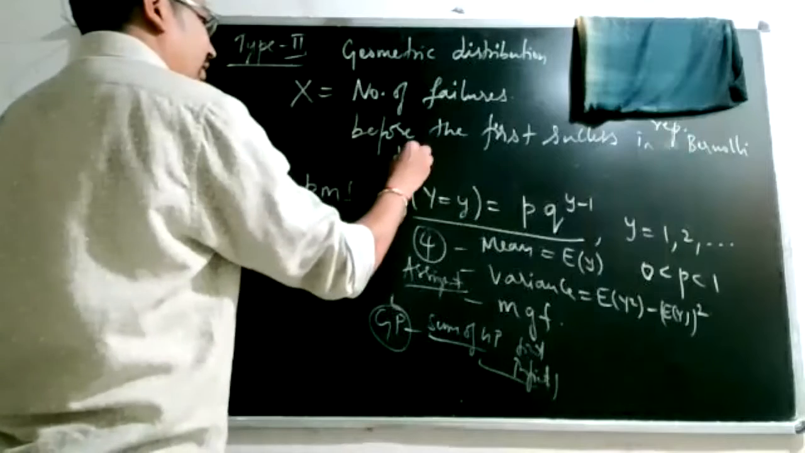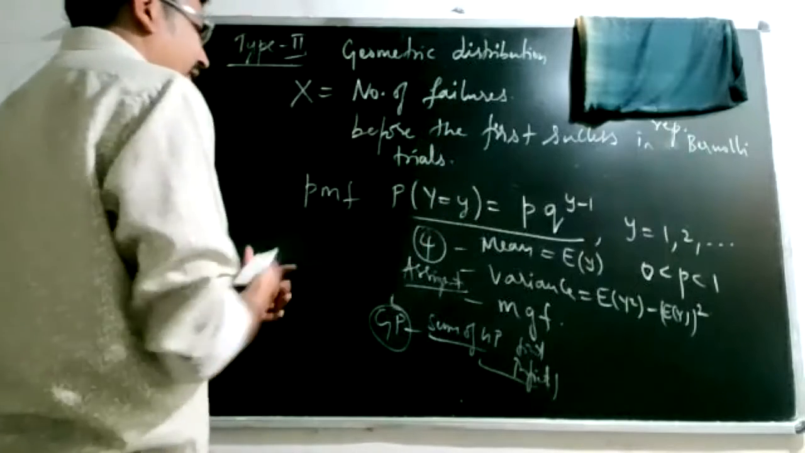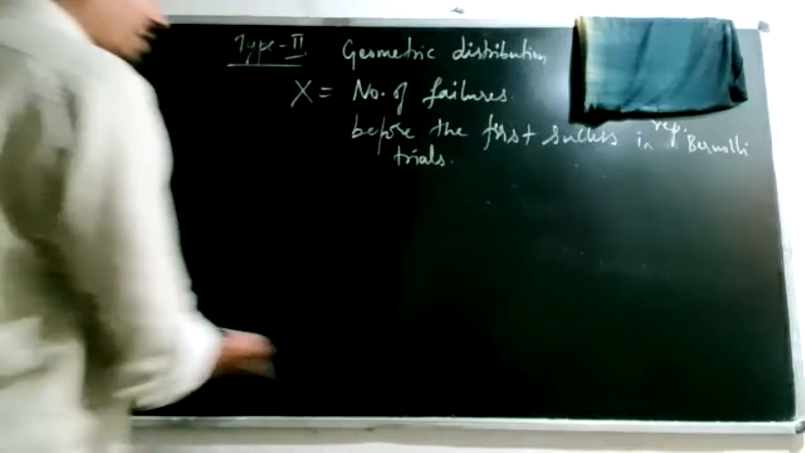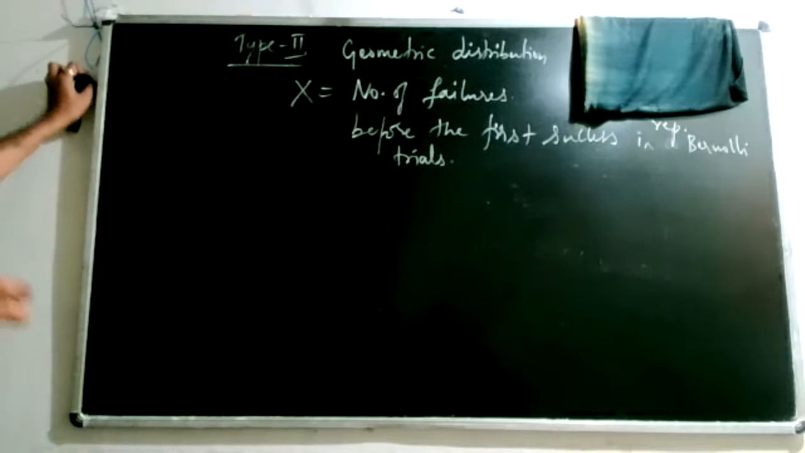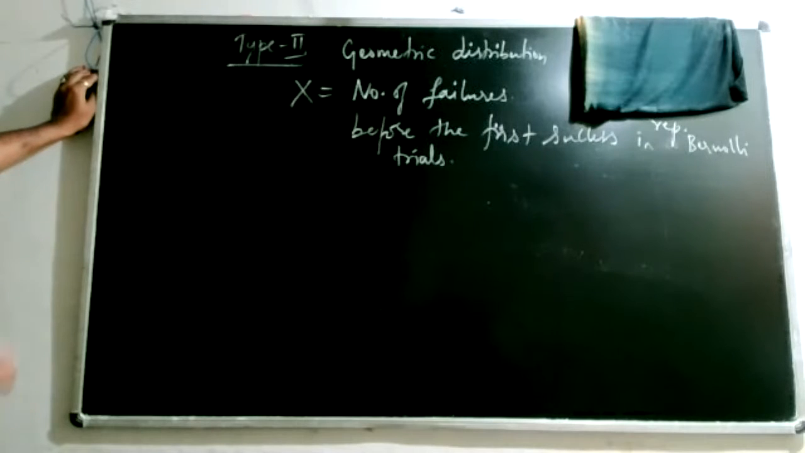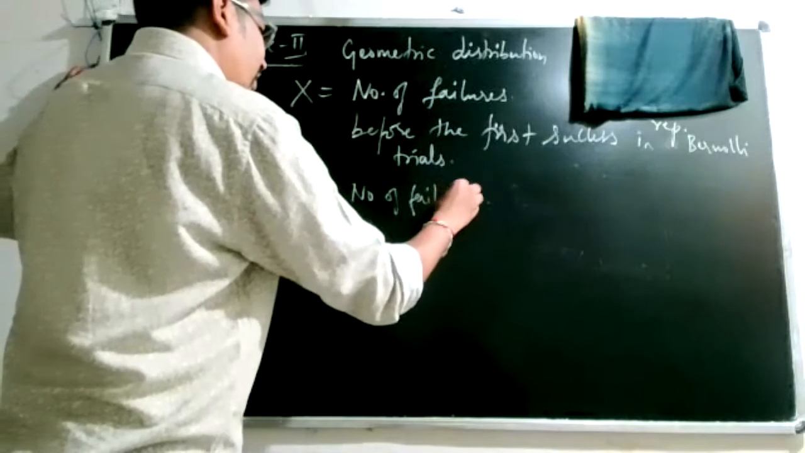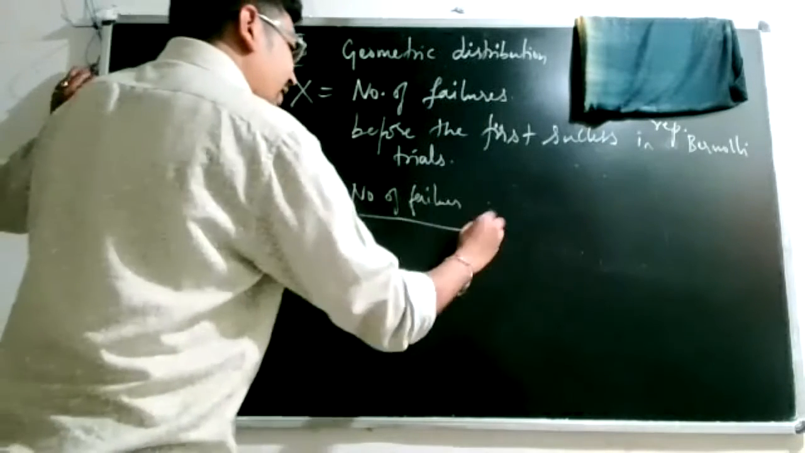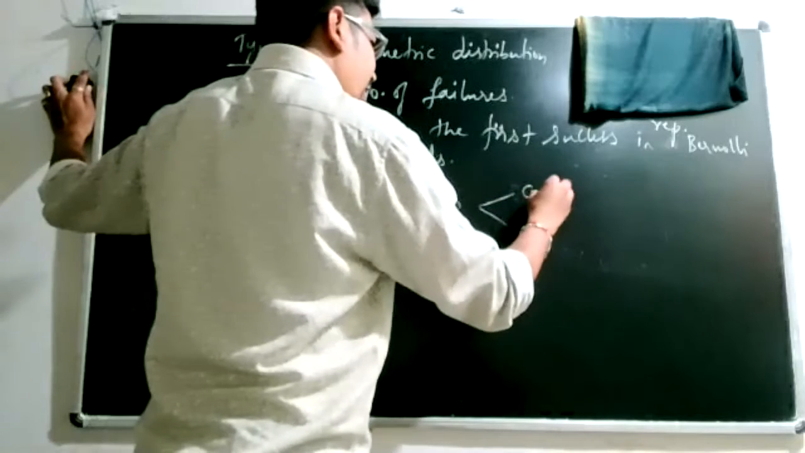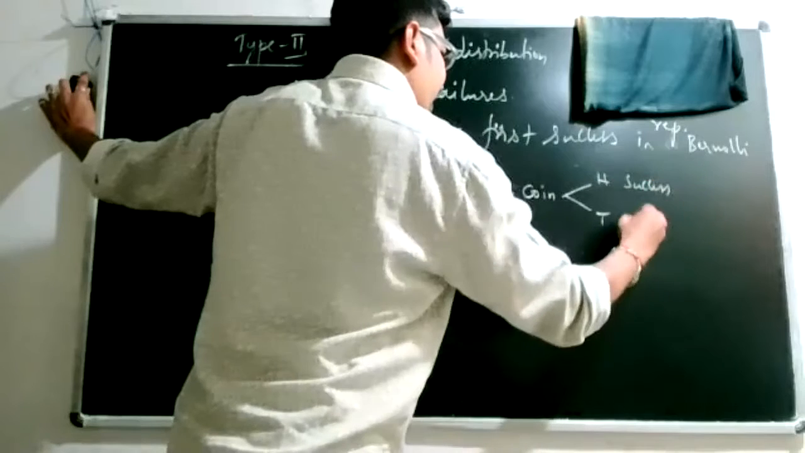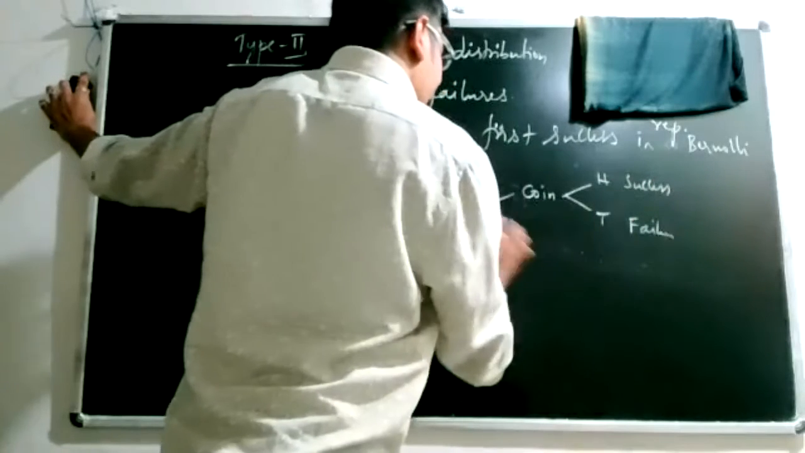If I define X like this, now you can see what the range is. You are doing some Bernoulli trials and then you are counting how many failures have happened before reaching the first success. So again, we'll understand this. I'll take the coin experiment. We get head and tail. I'll take success as getting head, failure as getting tails.